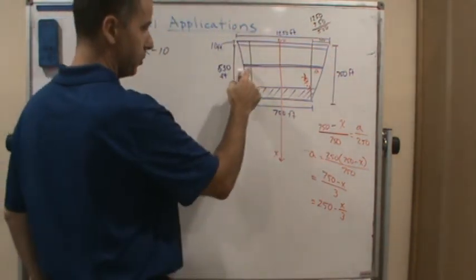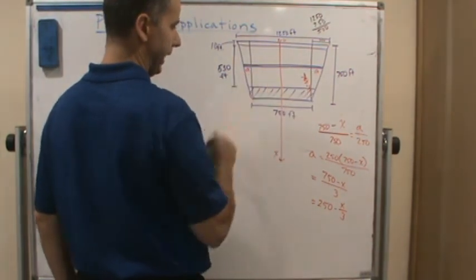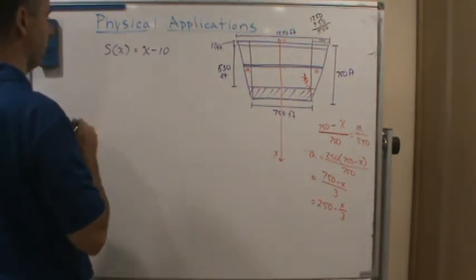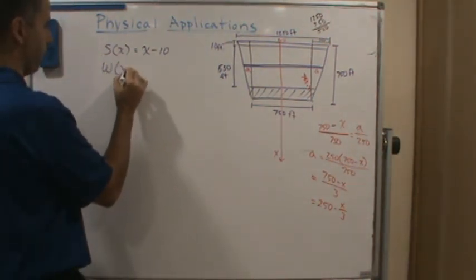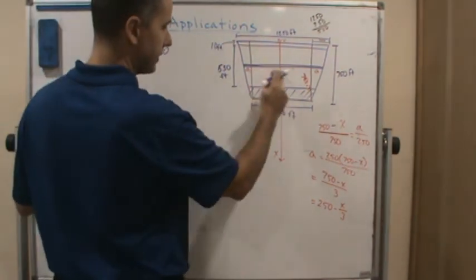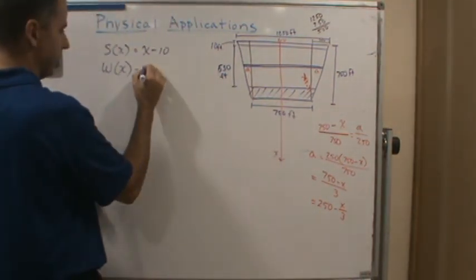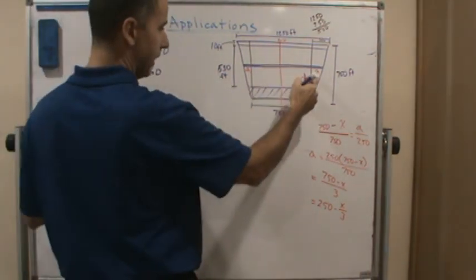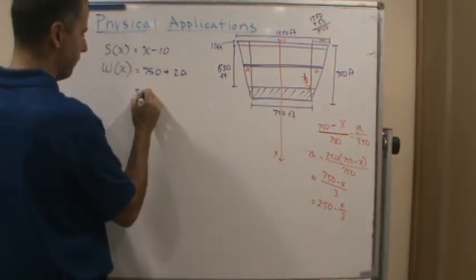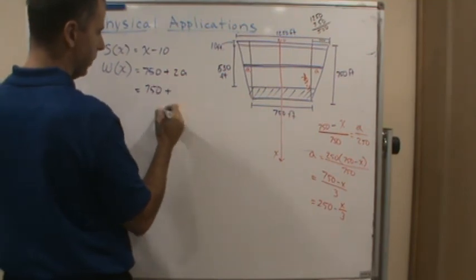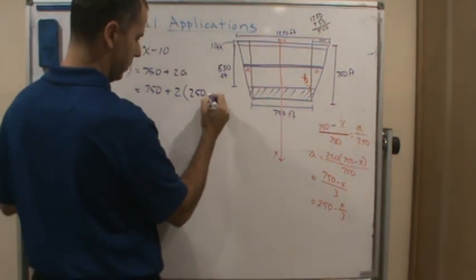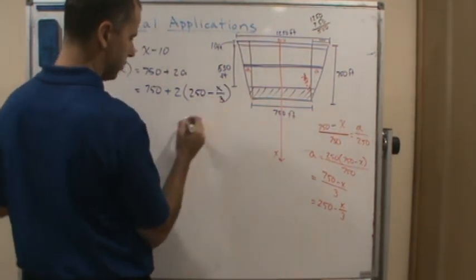Now, I've got two sides though. So this is also a. So the width is then going to be what? It's going to be the 750 in the middle, right? We know that's constant. It's going to be 750 plus 2 times a. So that means it's going to be 750 plus 2 times this, which is 250 minus x over 3.